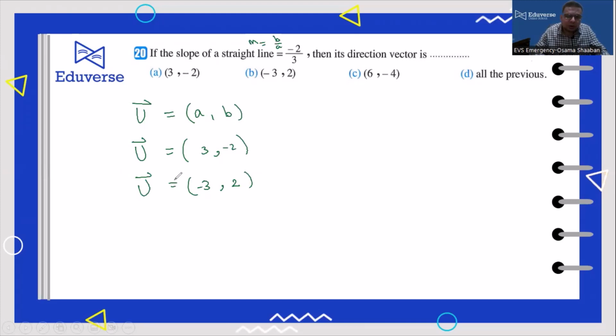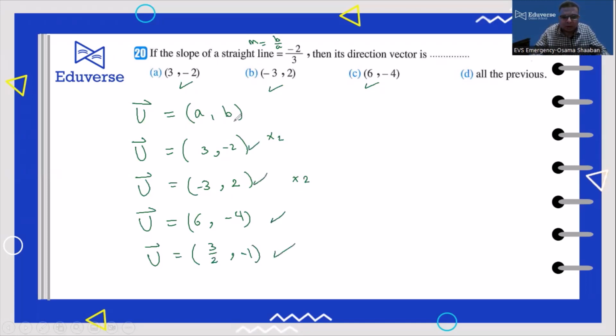Or if you multiply by 2, no problem. The u vector is also 2 times 3, which is 6, and 2 times negative 2, which is negative 4. So this is true, and this also true. Also, you can multiply by half, no problem. Half times 3 is 3 over 2, half times negative 2 is negative 1. So it's also true. You can get a lot of direction vectors.